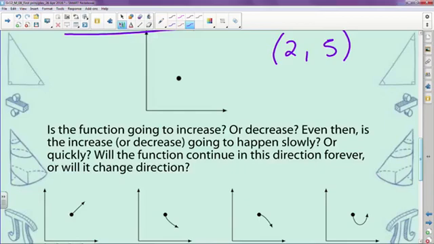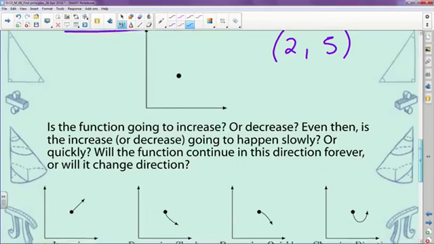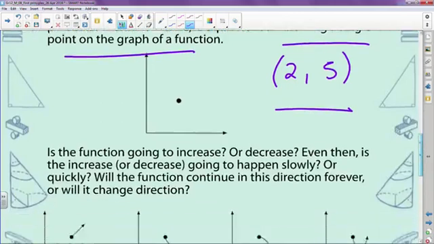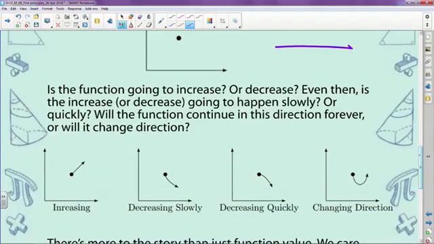Okay, so let's take this back to calculus. As I said, if we're talking about just the altitude of a plane, it's equivalent to just knowing a single point on the graph. That tells me nothing. That could be on any graph, right? What we need to know is, is the function going to increase? Is it going to decrease? And how quickly is this going to happen?